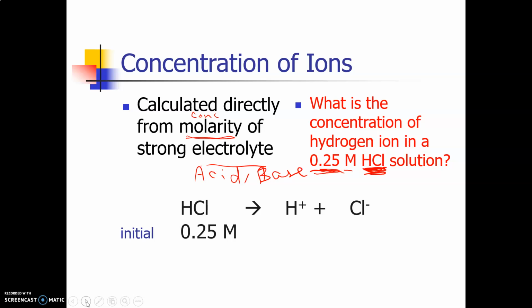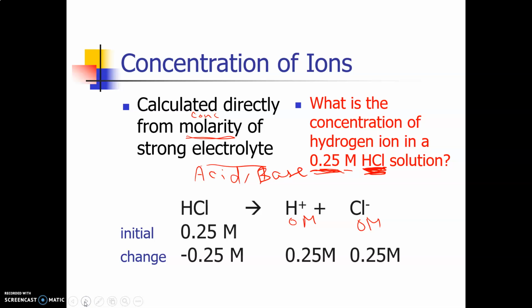For starters, the question says that the concentration of HCl is 0.25. So this is the initial concentration of HCl. At the initial stage, before any reaction happens, the hydrogen is 0 molar and the chloride is also 0 molar. Then as the reaction happens, or as you add the HCl into an aqueous solution, whether it's water or something else, the HCl, which is the reactant, decreases because the reaction is going on, and the products' concentration increases.